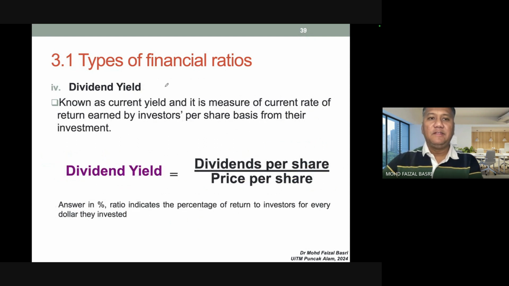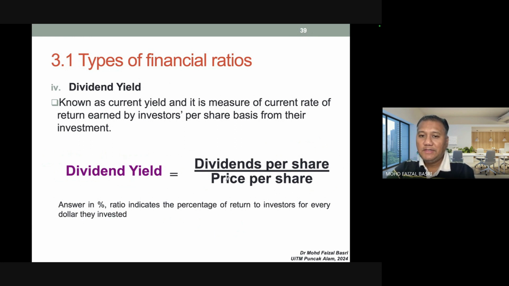Okay, number 4, dividend yields. Okay, still dividend per share. So, tapi price ni kita kena guna price per share. Kita tak boleh knock off each other sebab price in the market memang price per share. Dia tak bagi price in total. Okay, so the denominator price per share ni is the price yang listed in the share market.